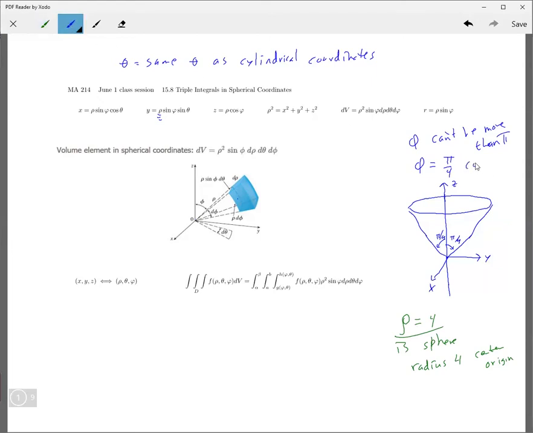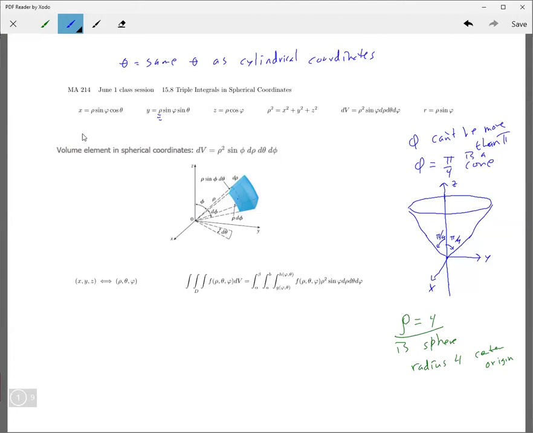So phi equals pi over 4 is a cone. You can make larger angles and have different cones, or smaller angles, and angles like that are going to give you cones. And then rho equals 4 or rho equals 5 is going to be a sphere. The radius is going to be equal to rho.